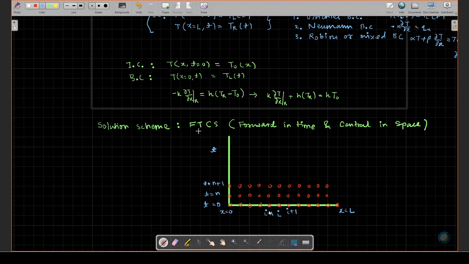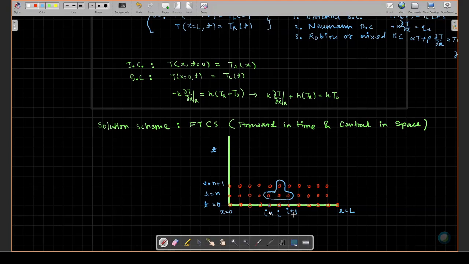Okay. So now in this FTCS, forward in time and central in space, what we do is we take these points which are centered at i at the nth level. So a stencil for this FTCS is like this. To calculate the n plus 1th level value at the ith location, you take nth level values. That is the meaning. To calculate n plus 1th level values of variables, you take the values from the nth level.